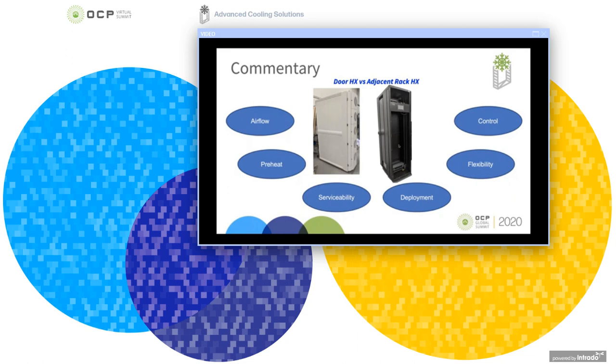From a space point of view, obviously, one extra tile or space unit will be needed for the adjacent rack cooler. And finally, from a control point of view, the rear door heat exchanger system might be more involved, since the system has to satisfy both the IT airflow supply as well as the water temperature requirement.